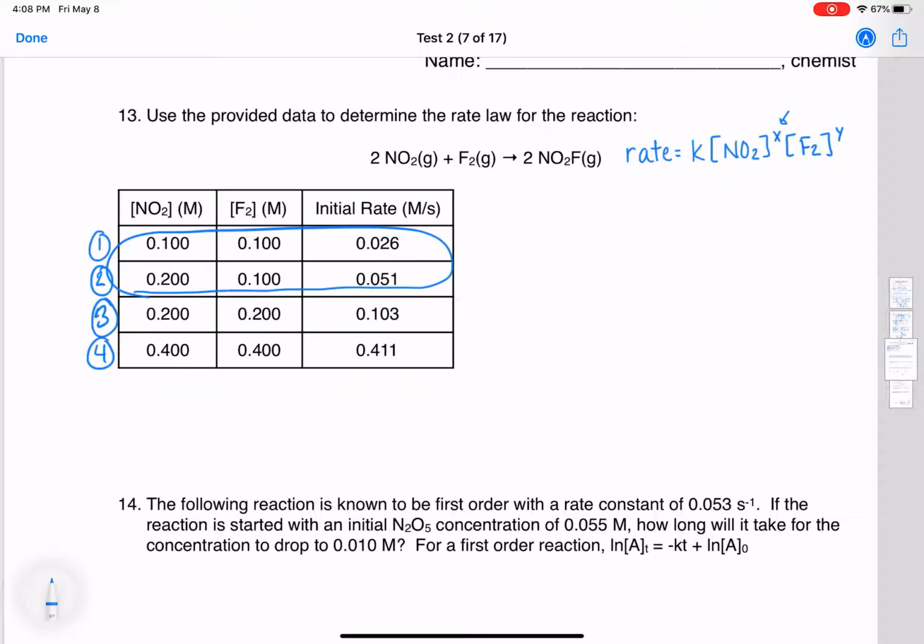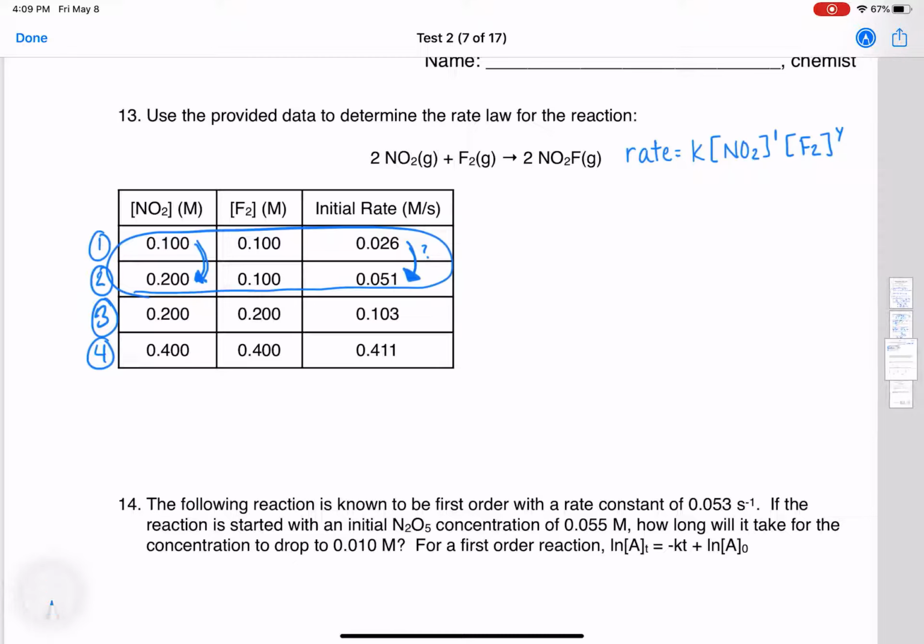And there's a couple ways that we can approach this. We can see when we double the concentration of NO2, so when we go from 0.1 to 0.2 and we've doubled it, what happens to the rate? It looks like the rate is also doubled. Let's confirm: 0.051 divided by 0.026 is 2 when you round it to a sig fig. So since doubling the concentration of NO2 has the exact same doubling effect on the rate, that tells us that the exponent for x is 1.